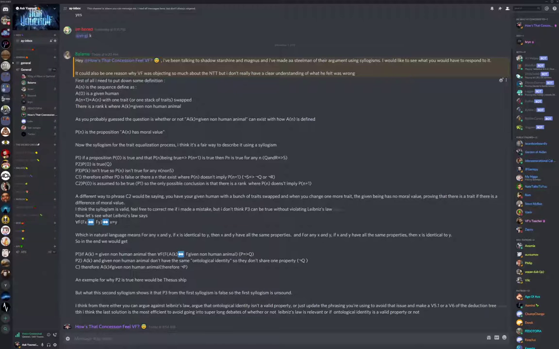One second. PN just means the whole sequence? Yeah, okay, so if there's some being that doesn't have value, then it's not the case that every being in the sequence has value. So therefore, either P0 is false, or there's an N that exists where PN doesn't imply... wait one second. Therefore K isn't true.